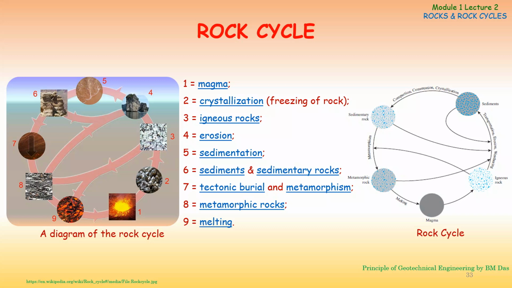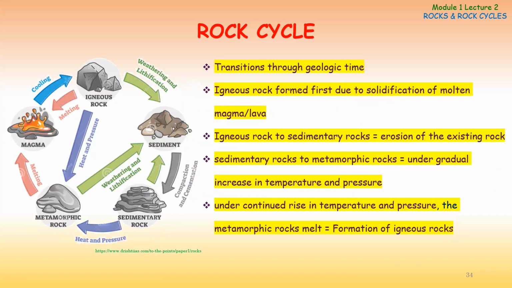The sediments are deposited in basins which form sedimentary rocks. These sedimentary rocks, under gradual increase in temperature and pressure, change into metamorphic rocks. Further, under continued rise in temperature and pressure, the metamorphic rocks melt and give rise to molten magma, which in turn changes again into igneous rock. This cycle of rock formation and transition from one type to another is called rock cycle.